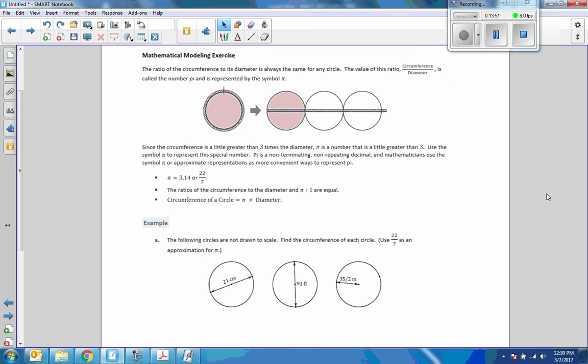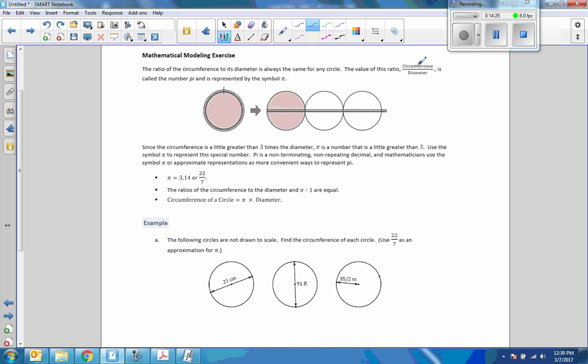Mathematical modeling exercise. The ratio of the circumference to its diameter is always the same for any circle. The value of this ratio is circumference, and circumference is distance around. So if I took the circumference, picture taking this circle here, say that was a rope around something, cut it and roll the rope out, or take a label off a can and lay it flat, the length of the label would have been the circumference of the can.